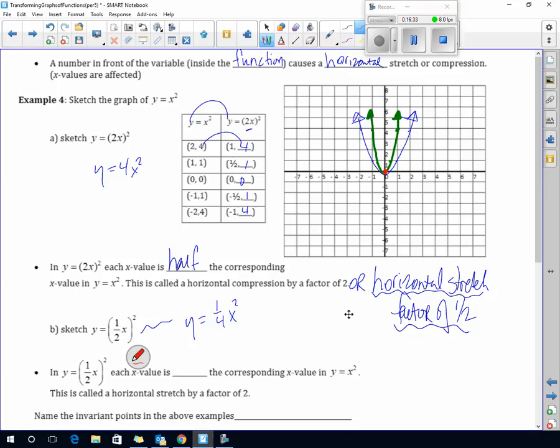Okay, so what would 2, 4 become? 4, 4. You see? Wide. This is now this. This is now the mirror, right? Wide. Do you see that? This is y equals 1/2 x the whole thing squared. This is y equals bracket 2x the whole thing squared. Do you see that?